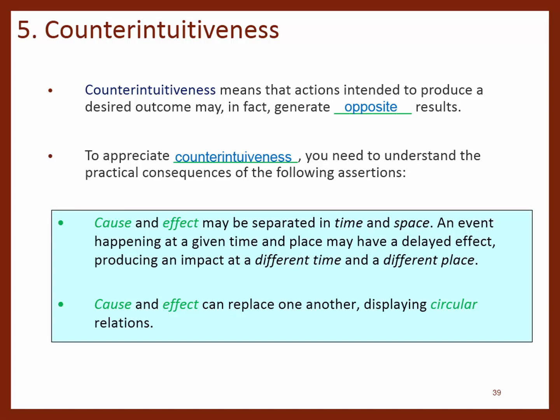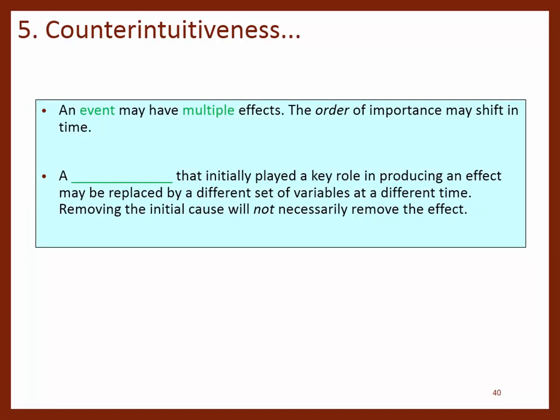Cause and effect can replace one another, displaying circular relations. An event may have multiple effects. The order of importance may shift in time. A set of variables that initially played a key role in producing an effect may be replaced by a different set of variables at a different time. Removing the initial cause will not necessarily remove the effect.